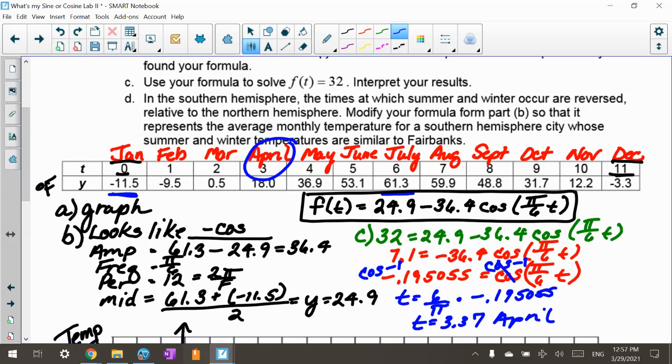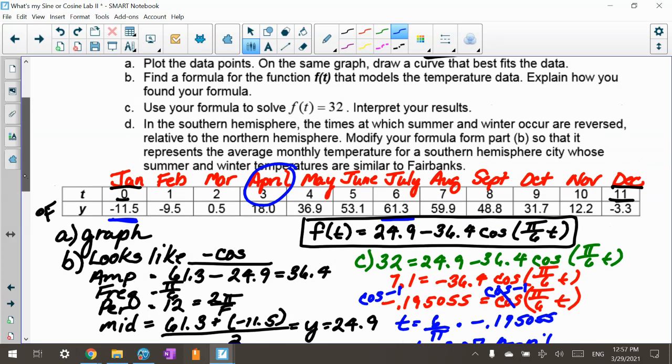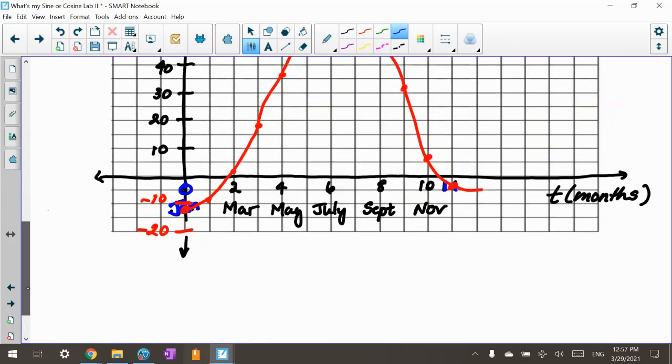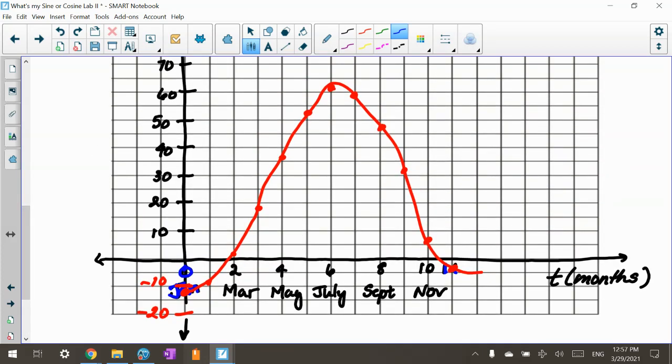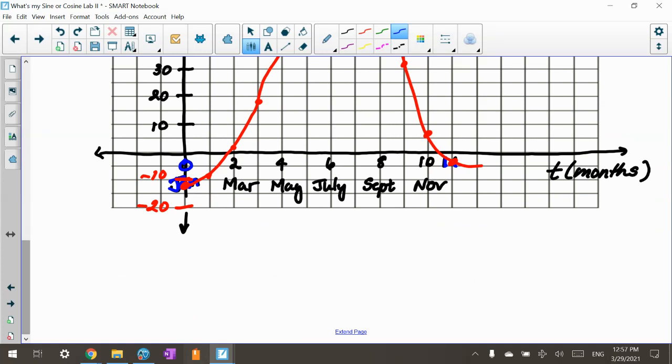Now, the last one is a pretty cool question, and I'm kind of running out of room here, but it says, in the southern hemisphere, the times at which summer and winter occur are reversed relative to the northern hemisphere. Modify your formula from part B so that it would represent the average monthly temperatures for a southern hemisphere city whose summer and winter temperatures are similar to Fairbanks, but they're flipped. So all you have to do is take your equation here, and instead of making it a negative cosine curve, everything here would be flipped. It would be opposite.